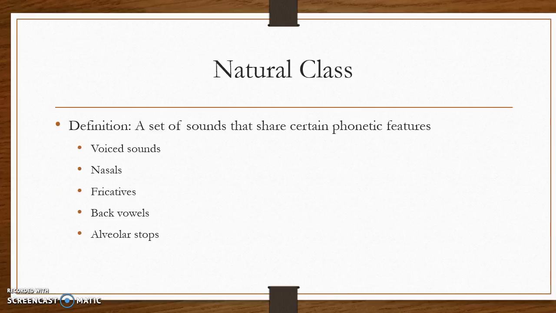A natural class is a set of sounds that share a certain phonetic feature. For example, voiced sounds are a natural class, nasals are a natural class, fricatives are a natural class, bilabials, back vowels, alveolar stops. Whenever a group of sounds can be grouped together and be given a title based on their occurrence in the IPA chart, that is a natural class.